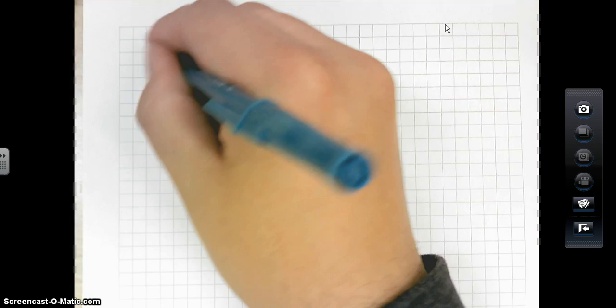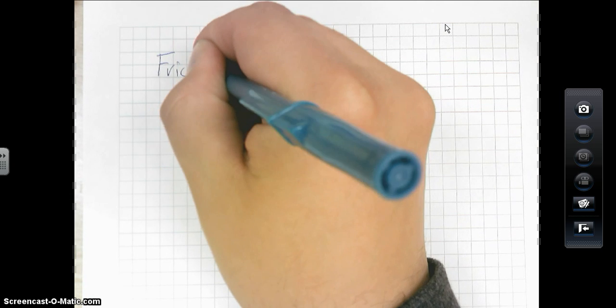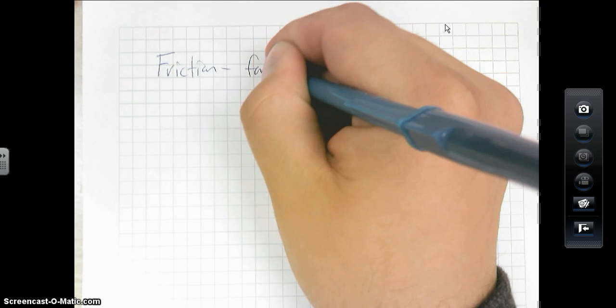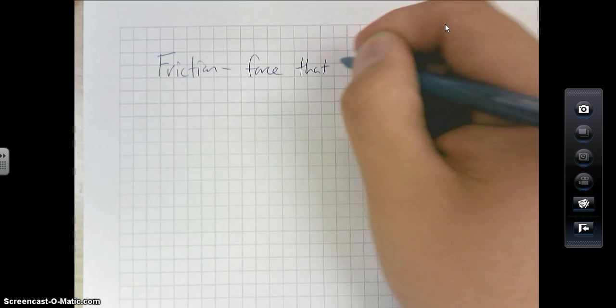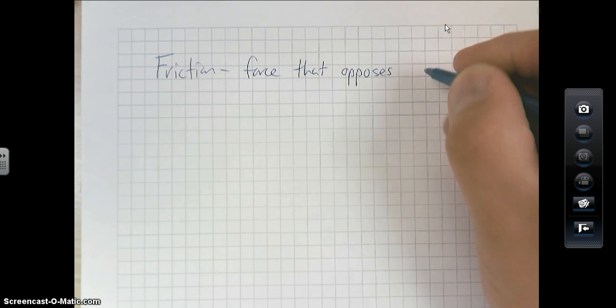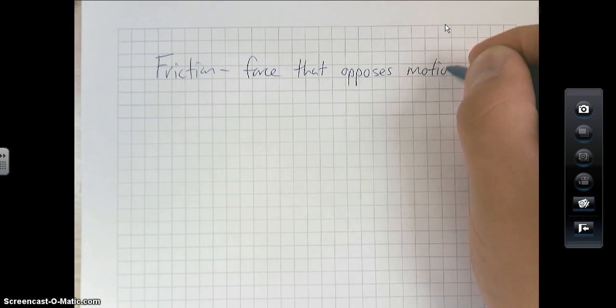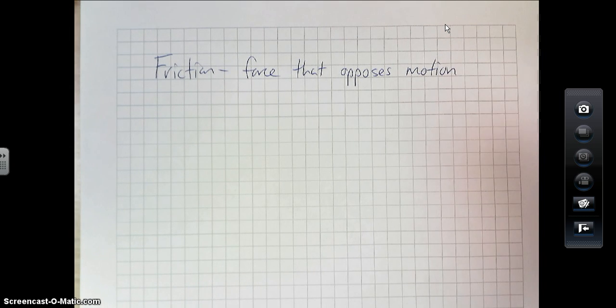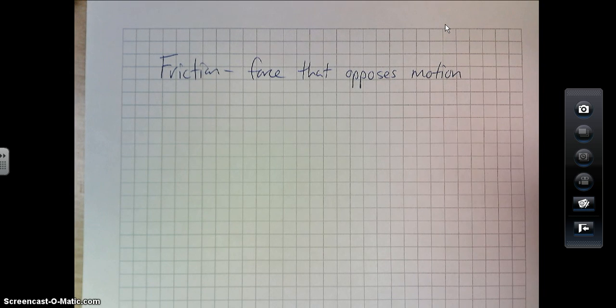All right, real quick, let's talk about friction just a little bit. A reminder that friction is a force that opposes motion. So whatever direction the object's moving, friction will always act to slow it down. So it's always going to act against it.